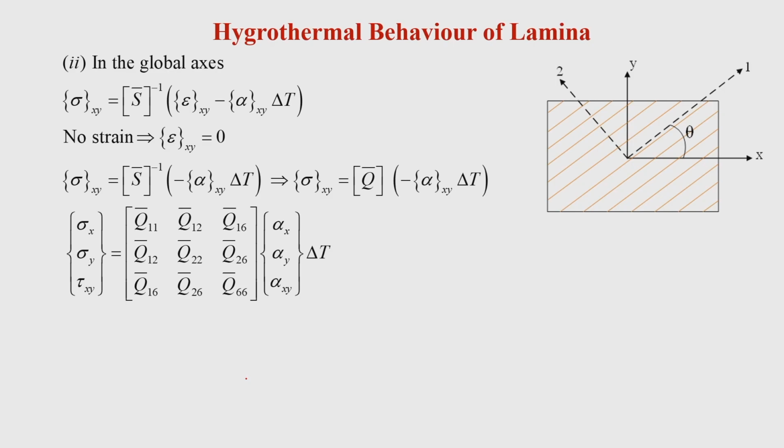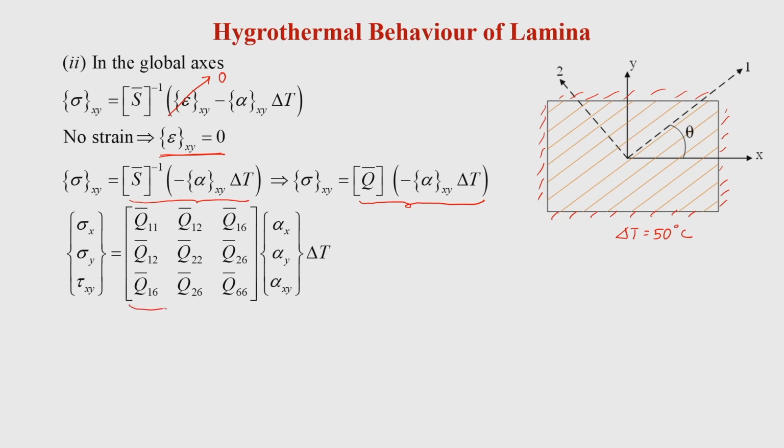Now, in the second case, when it is fully restrained and subjected to delta T. So, if it is fully restrained, that means there is no strain, and we put this equal to 0 in this. So, what we get is this equation. The strain is given by Q bar into alpha xy into delta T. Now, what is Q bar?